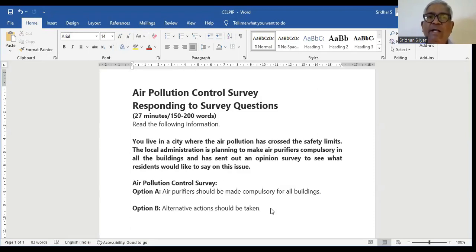All right, to get a CLB 9 or 10, I'm going to show you how to write an effective survey. It's actually like an essay, but you're not writing a discuss essay, an agreement-disagreement essay, an advantage-disadvantage essay, or somewhat like a problem-solution essay or two-part essay, but you're writing on option B, alternative action should be taken. So how to start your sentence creatively? You live in a city where the air pollution has crossed the safety limits. All right.